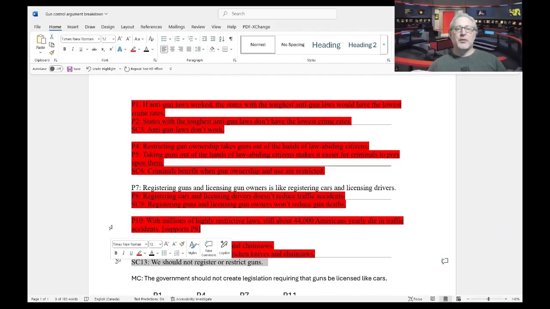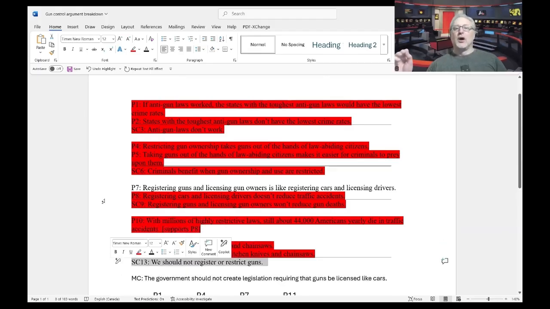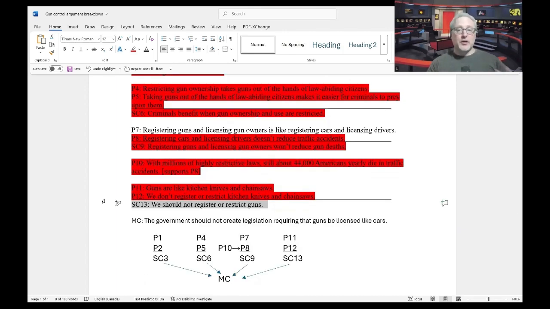And SC13 is basically the same as the main conclusion. In other words, if the main conclusion requires support, then this requires support. So no, I was right. The subordinate conclusions do not stand up on their own without the subordinate arguments. Usually they don't. So the argument fails. All of the subordinate arguments fail. Almost all of the premises are unacceptable.